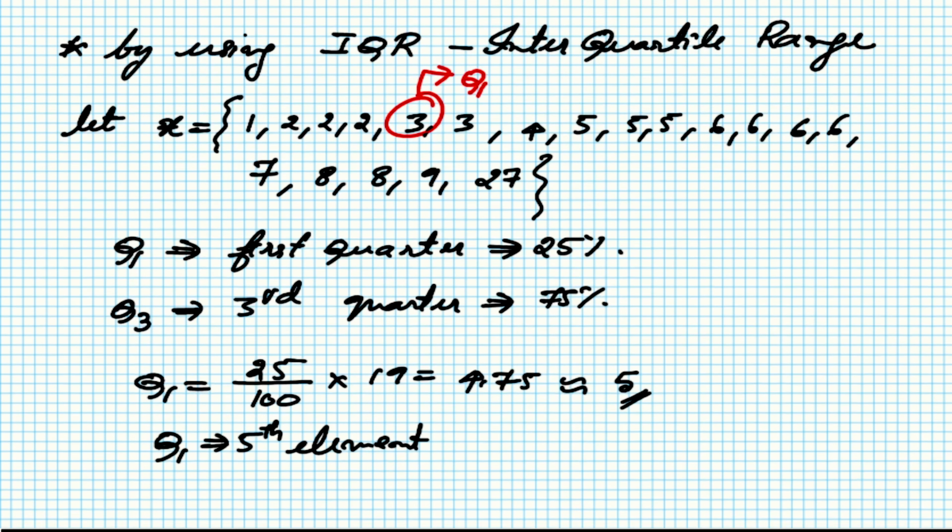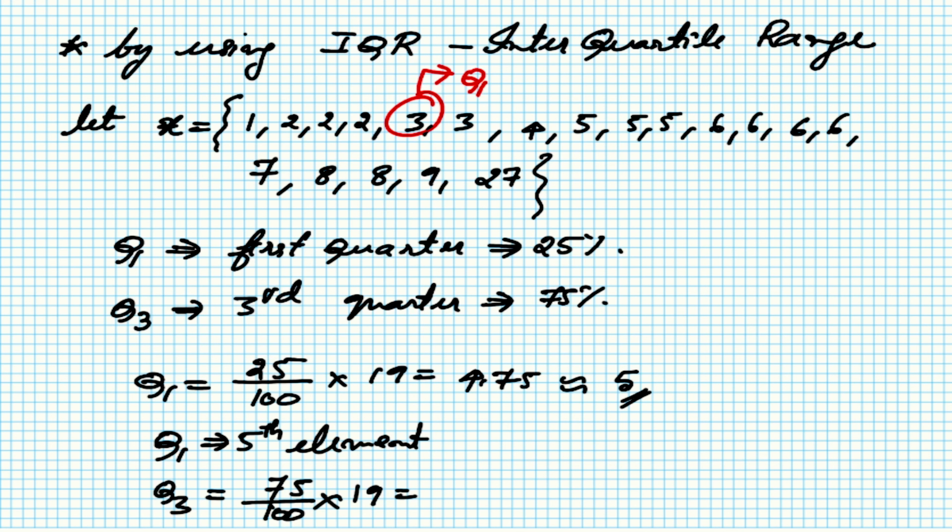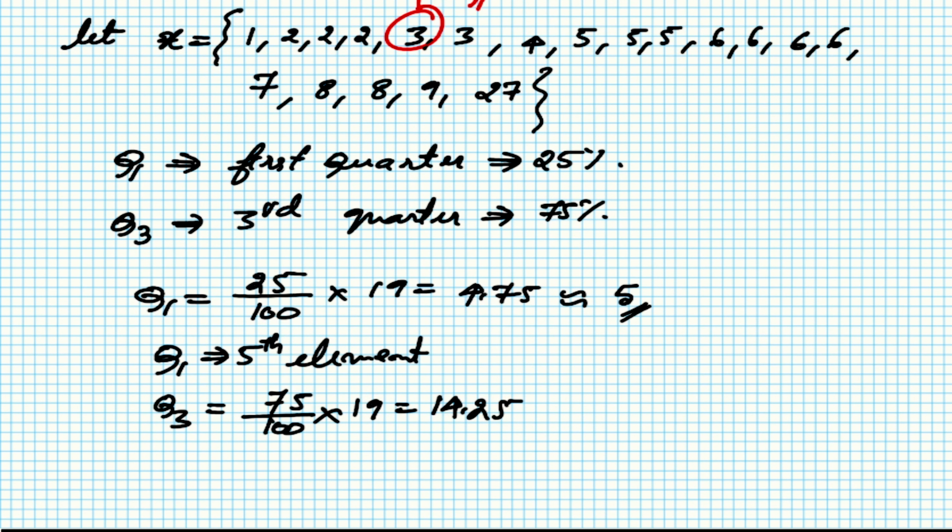Similarly, I need to calculate the Q3. Q3 means 75% of the total length, whichever element lies over there. So 75 by 100, 0.75 into the length. Let's quickly do that. 0.75 multiplied by the length, 19, is 14.25.